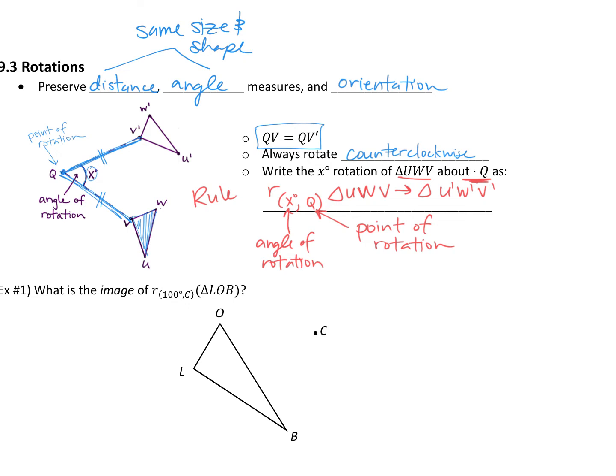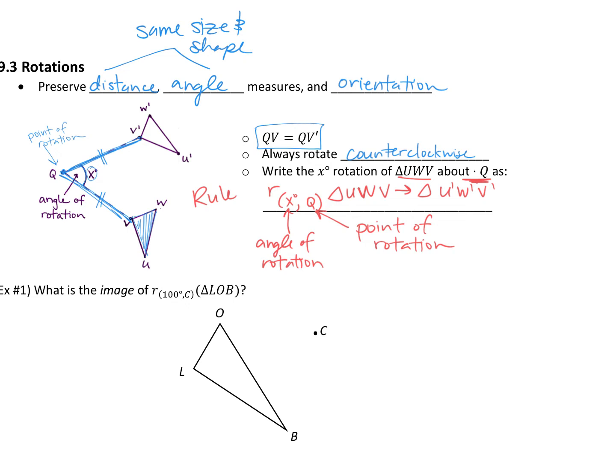First of all, can anyone tell me what this is telling us to do right now? What is the rotation of triangle LOB 100 degrees? We're going to rotate 100 degrees around point C, triangle LOB. Okay, so we have this triangle, we have this point. You need to rotate 100 degrees. 100 degrees in what direction? Counterclockwise. Okay, so here's where we're going to start.